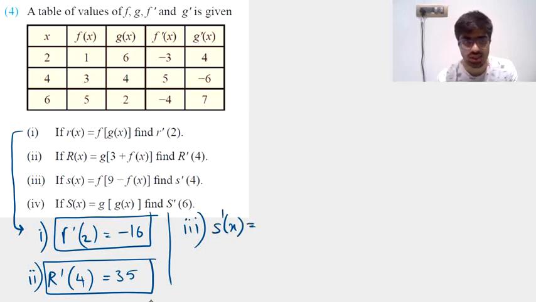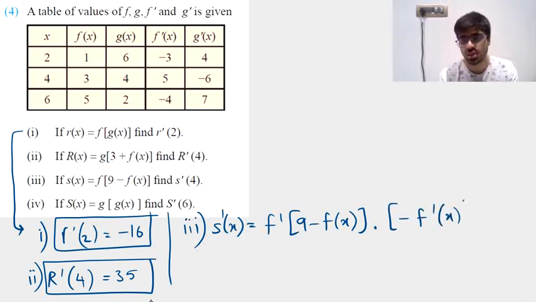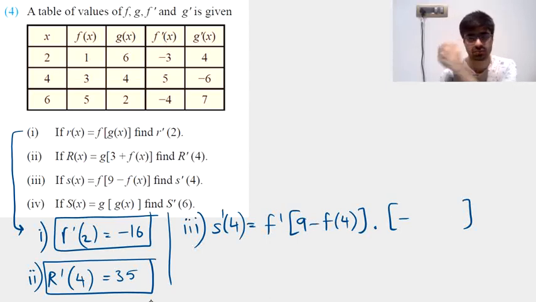So take s dash x. S dash will be f dash 9 minus f of x into the derivative of 9 minus fx, which is 0 minus f dash x, which is simply minus f dash x. You need s dash 4. So you're putting x as 4. So you get s dash 4, a 4 here and a 4 here. So this is going to be f dash 4. F dash 4 is 5. So there's a minus 5 here.